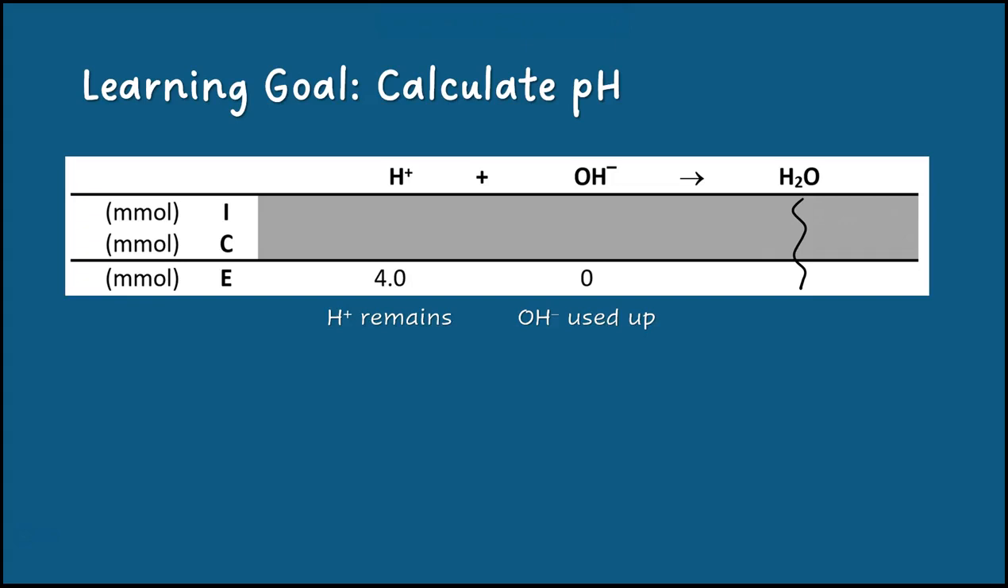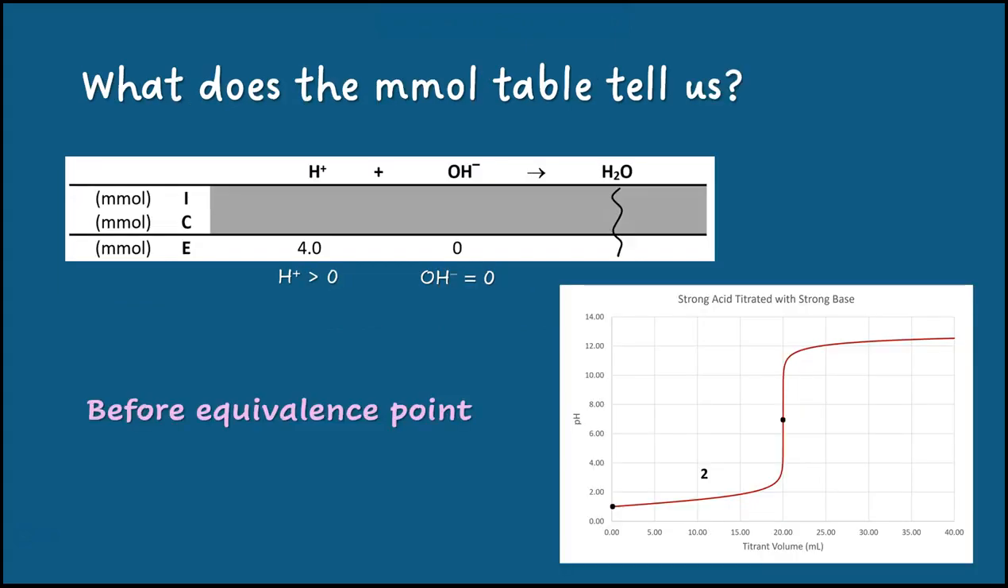In this millimole table, we are only looking at the E row. Here, we see that the H plus is greater than 0, which means there is some remaining, but the hydroxide goes to 0, which tells us that it is used up. This situation puts the reaction progress in region 2 of the titration curve, which is before the equivalence point.